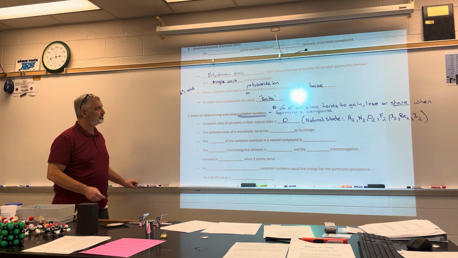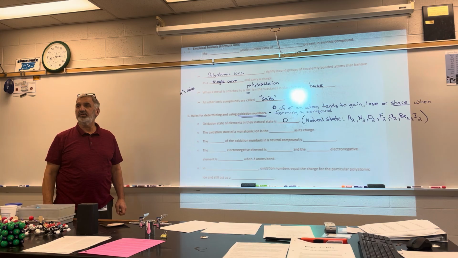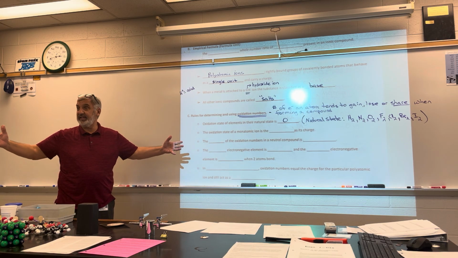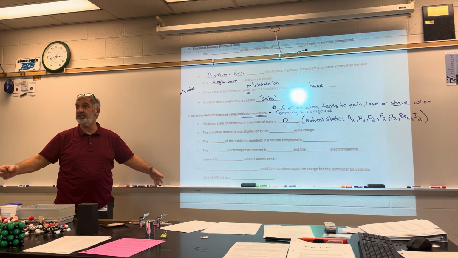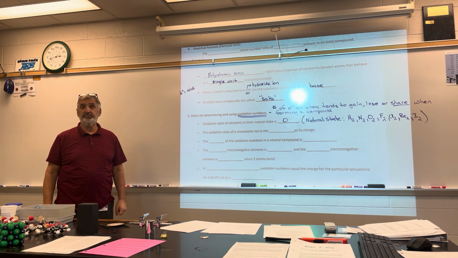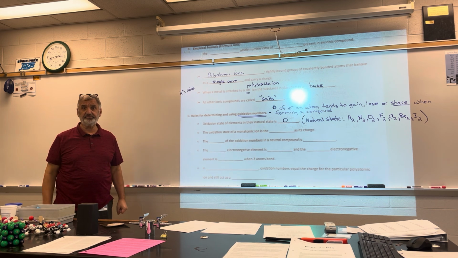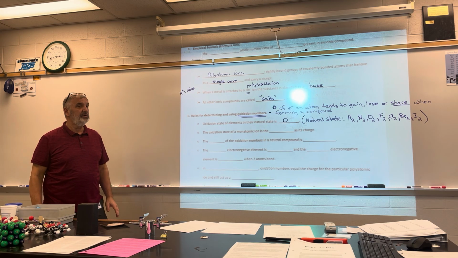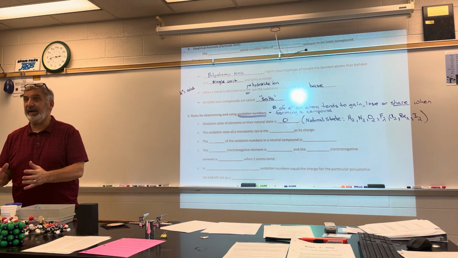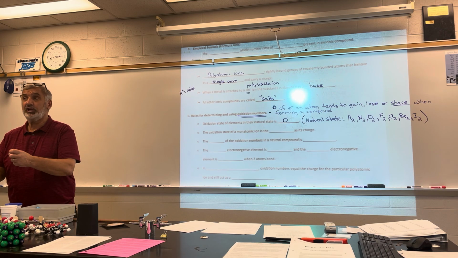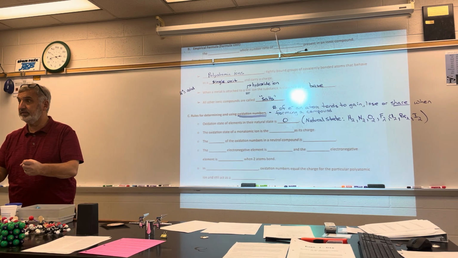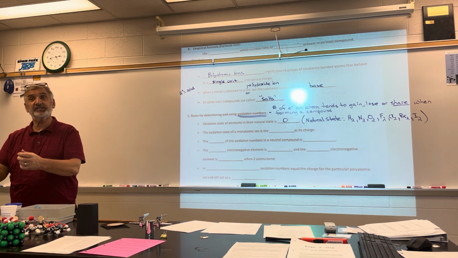It depends on their periodic table placement. That's right. Okay, and it's all about their valence electrons and how many valence electrons they have. And I'm going to get into that in great depth right now. In ionic compounds, that's when they lose and gain, right? But covalent compounds is when they share.